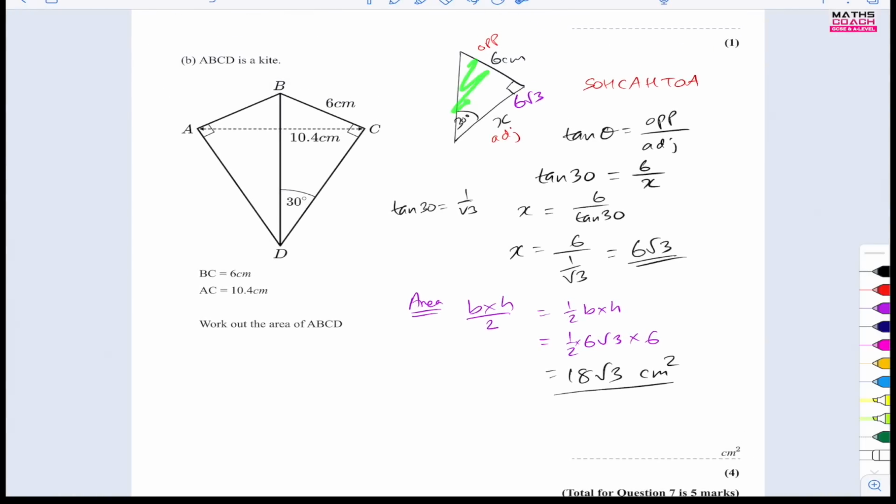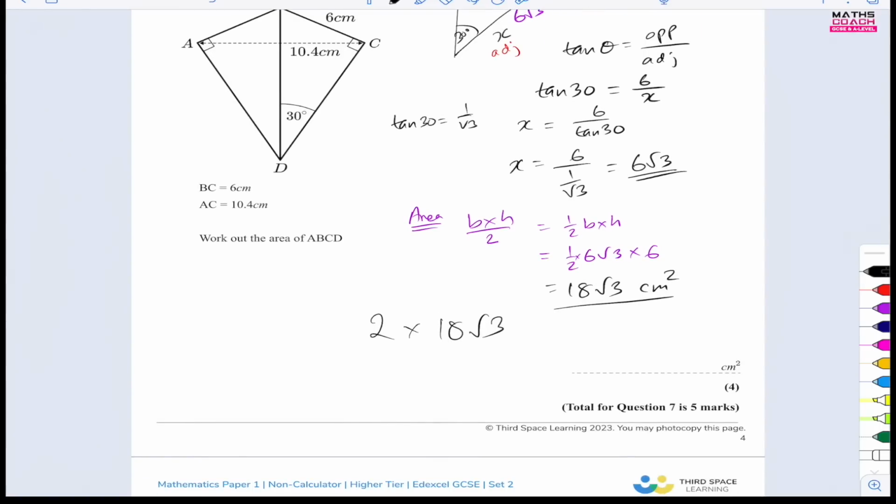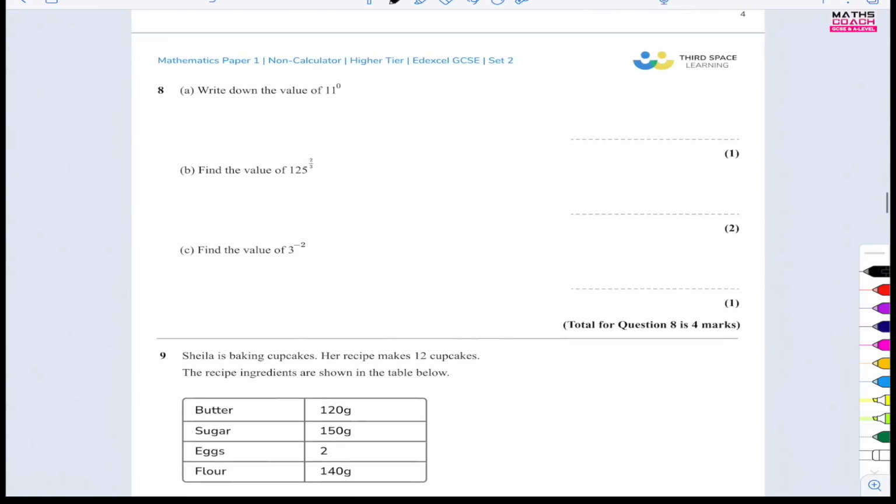So all I've done is I've worked this out here. Now I've got 2 of these, so I'm going to multiply this by 2. So that would be 2 lots of 18 root 3, and 2 times 18 is 36, so it's 36 root 3. Oh, and don't forget centimeter squared. Okay, it's there anyway. Let's move on to question number 8.